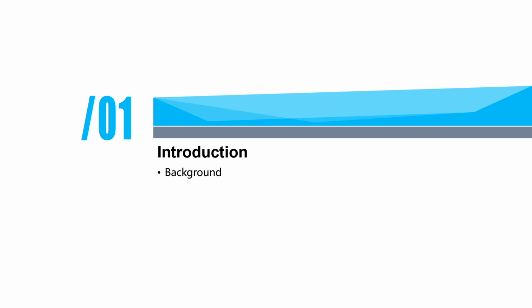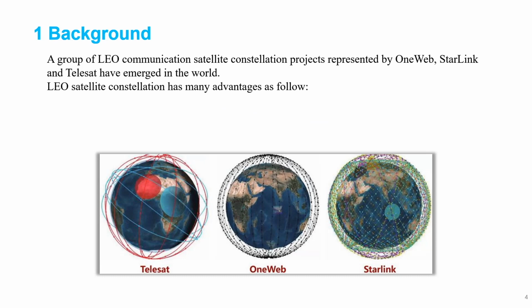Firstly, I will introduce the background of our work. In recent years, as the demand for network communication has increased sharply, the idea of using low Earth orbit communication satellite constellation to provide the Internet from space has become popular again due to its low communication delay and full area coverage. A group of low Earth orbit communication satellite constellation projects represented by OneWeb, Starlink, Telesat, and Iridium Second have emerged in the world.